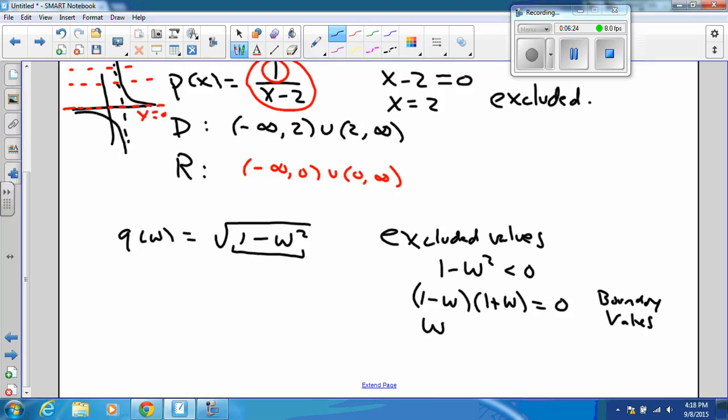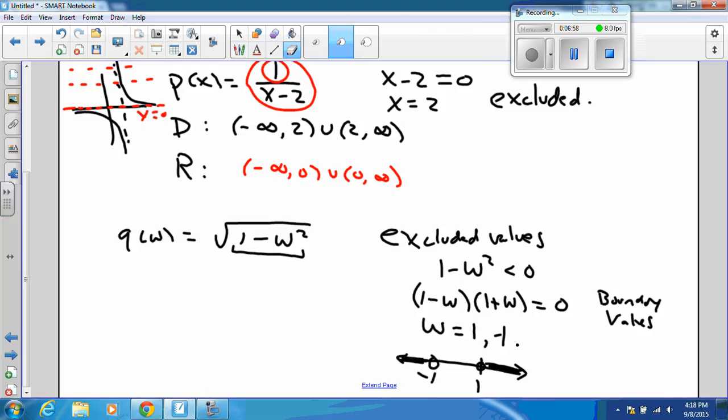This gives us two boundary values. W is equal to 1. W is equal to negative 1. And when I graph, I find that values that are greater than 1 will cause 1 minus w squared to be negative. Check that by plugging in, say, w is equal to 2. And also values that are less than negative 1 will cause 1 minus w squared to be negative. That came out wrong here. It's supposed to be a circle.